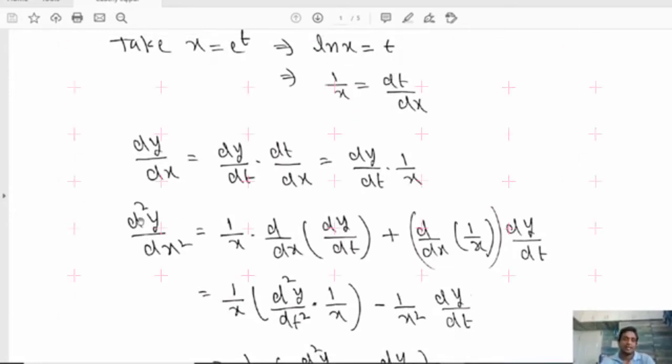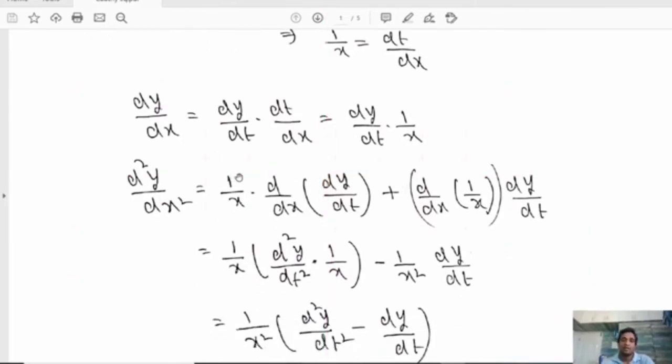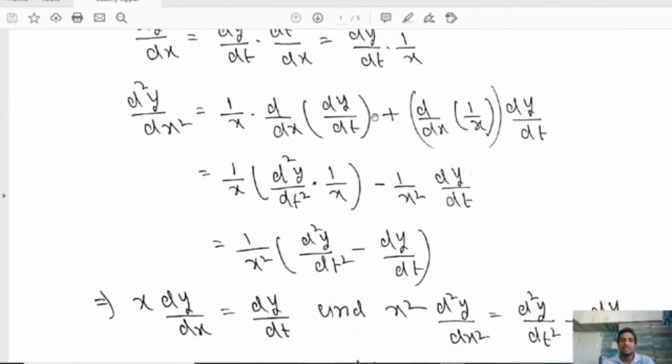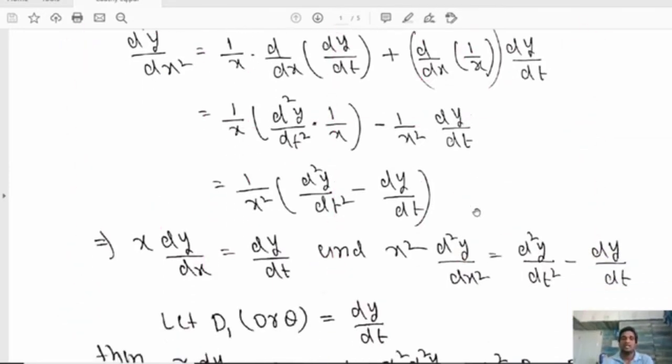Next, d^2y/dx^2 is a product function. First we differentiate this term, that is 1 by x into d/dx of dy/dt, plus d/dx of 1 by x into dy/dt. Here again it is dy/dt, so once again we have to differentiate with respect to t: dy/dt into dt/dx. One derivative is already there, so it becomes d^2y/dt^2 into dt/dx, which is 1 by x, minus 1 by x^2 dy/dt.